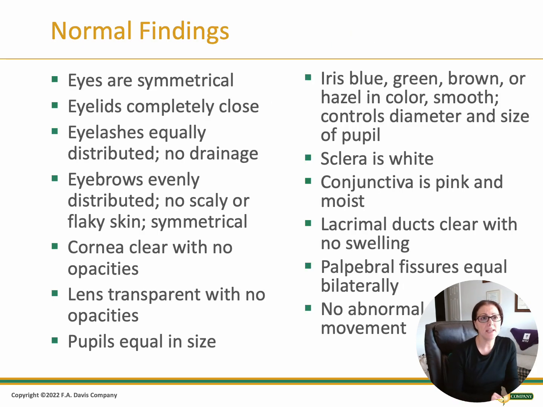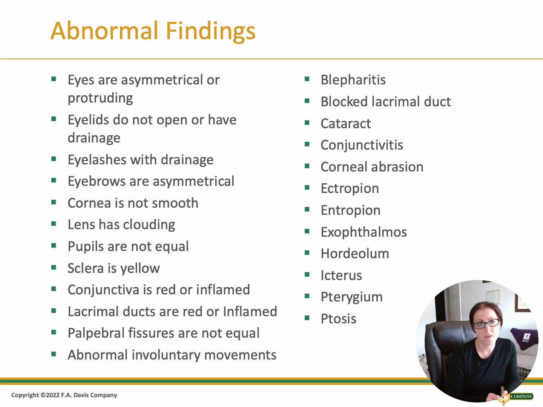So again, normal findings include the following: symmetry, eyelids completely closed, there's no drainage, there's equal distribution of the lashes, pupils are equal in size when the light is shined on your eye pupils, the sclera should be white, the conjunctiva should be pink and moist, and there should be really no abnormal movements of the eye or the eyeballs. And these are just some examples of abnormal findings, pretty much the opposite of what we talked about.